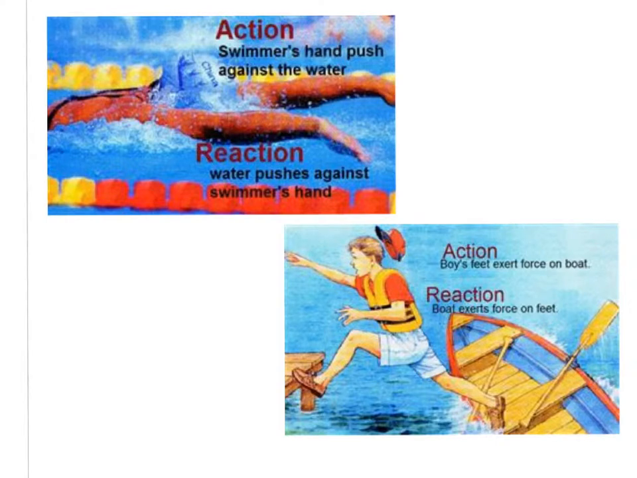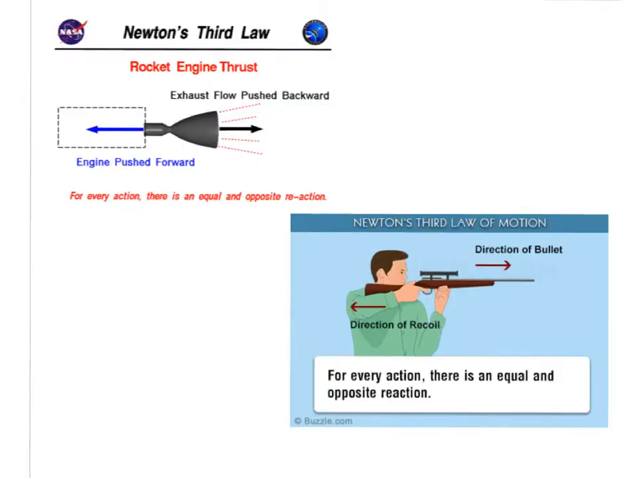Swimmer's hand pushing against the water, whereas the opposing force would be the water pushing against the swimmer's hand. Here would be an action-reaction pair, the boy's feet exerting force on the boat and the boat exerting force on the boy's feet. More examples. Rocket engine thrust is a really good example of Newton's third law. The exhaust flow exerting a force out the back of the engine, and the engine being pushed forward is the opposing force.